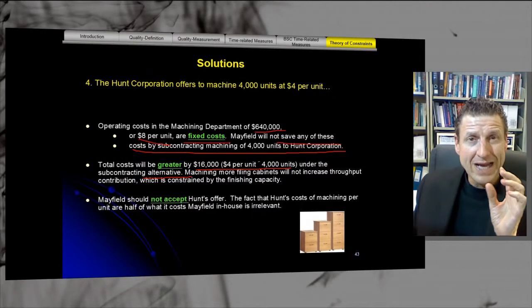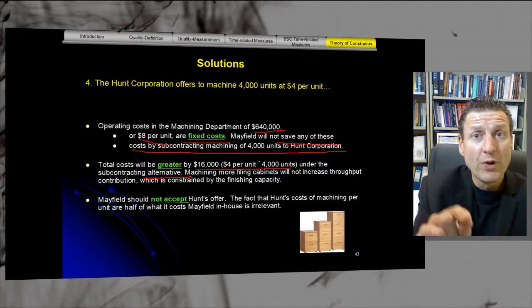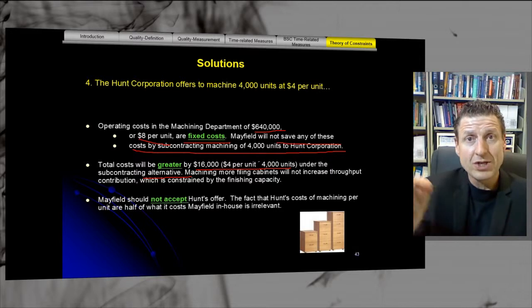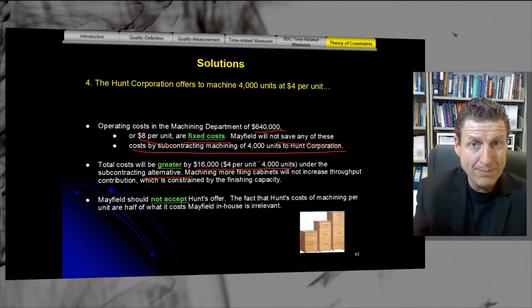Because the $8 per unit are fixed costs, they are not avoidable costs. They are not variable. They do not change in the future. So therefore, they are not relevant here. You are unable to avoid these costs. The only avoidable costs are the direct materials of the units that are made or are not made.